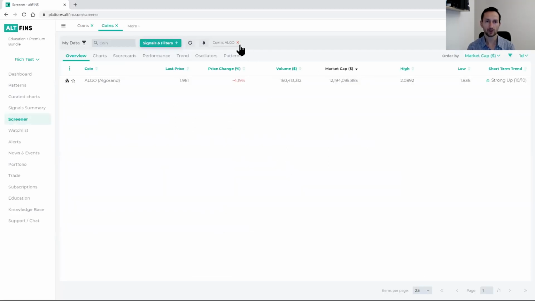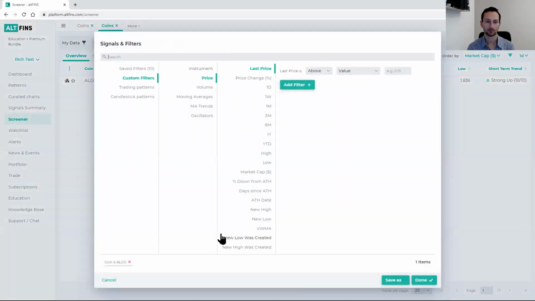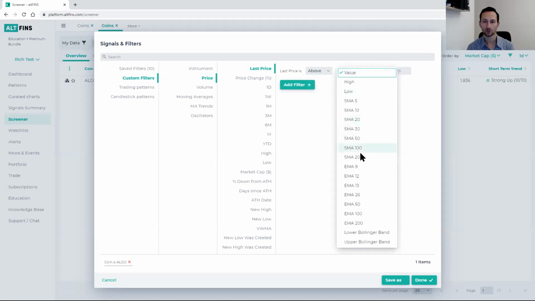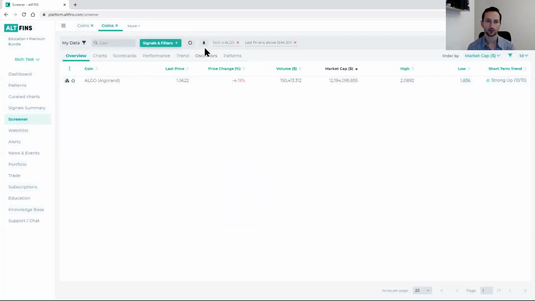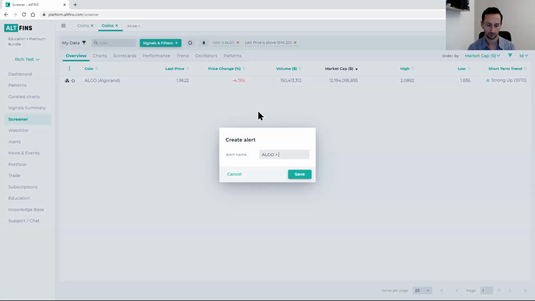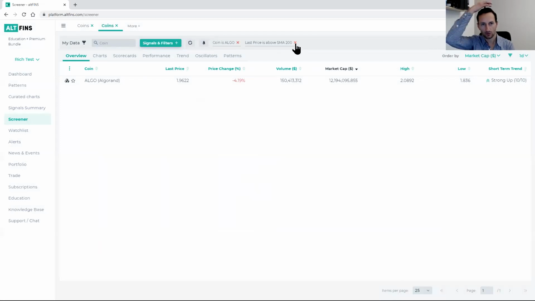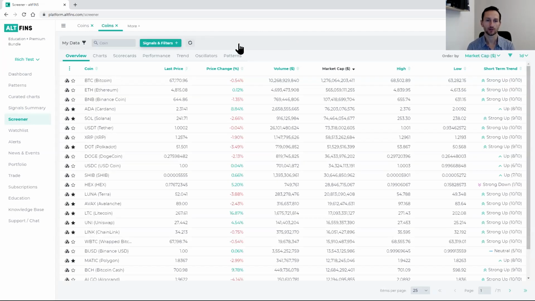And so then you can create that for a specific coin, like right now, Algorand. I already have that selected, and I'm just going to say that price is above, or crossed above, or actually you can just say above, it doesn't matter in this case, 200-day moving average. Add filter, right? And then create an alert. So use those alerts to stay on top of the market and stay ahead of the price action somewhat, so you can get those breakouts early on your own, particularly if you're using the curated charts.